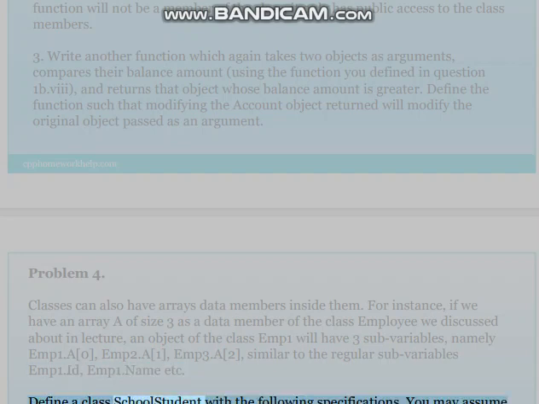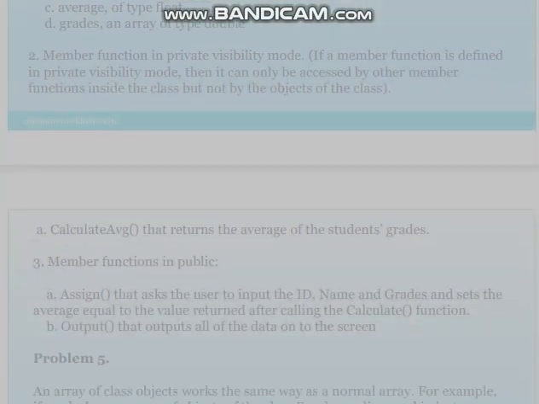Define a class school student with the following specifications. You may assume every student has 8 grades. 1. Data members in private visibility mode. A. Student ID, of type long integer. B. Student name, of type string. C. Average, of type float. D. Grades, an array of type double.